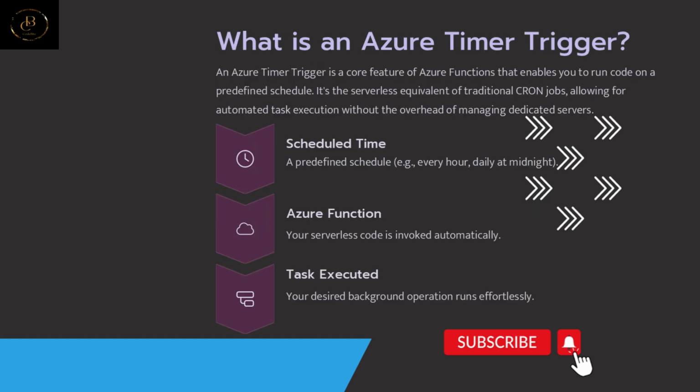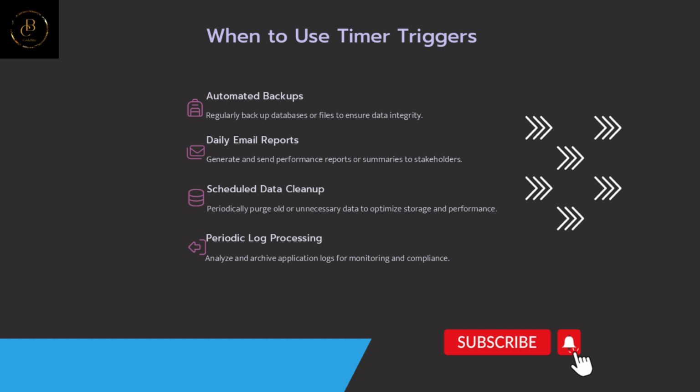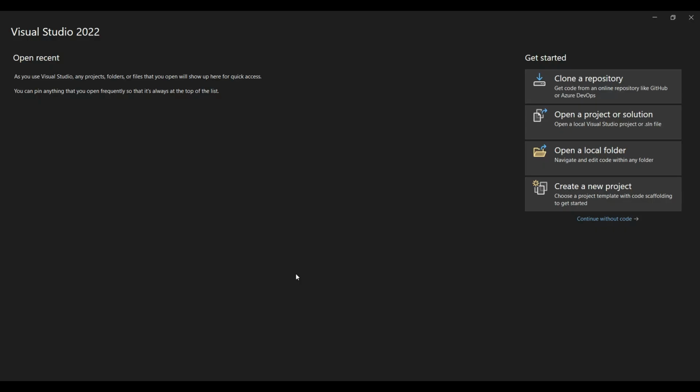So if we want to schedule a background task, we can use the timer trigger. There are many other use cases of timer trigger, like sending the daily email reports, automating the backups, scheduling the database cleanup, scheduling the periodic log processing, and many more. To create our Azure Function app using timer trigger, let's open Visual Studio.